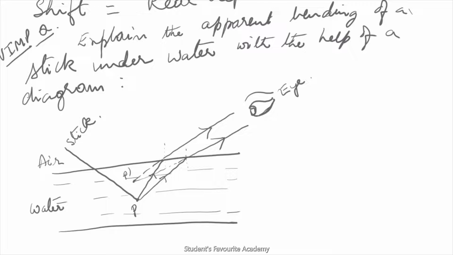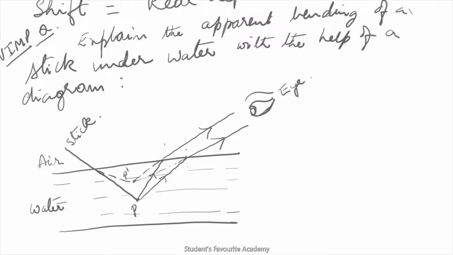Right? Do you follow? The refracted ray appears to meet when you produce them backward. So that is a virtual image. So when you view from here, you feel that the tip of the stick is not at P but at P dash. So till here the stick is appearing to you.